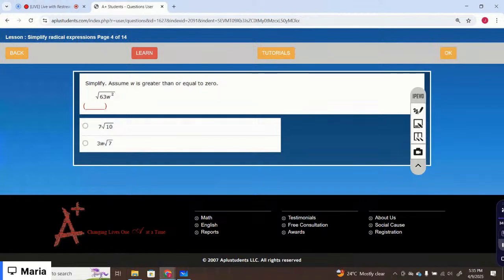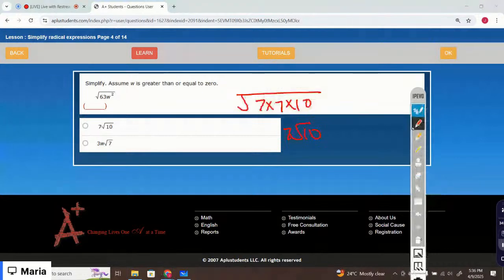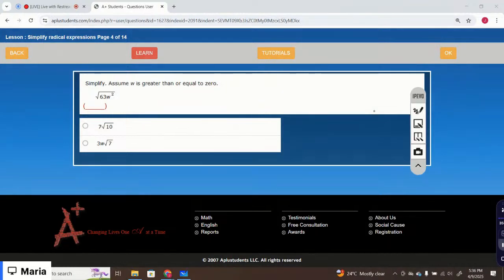Square root of 63. 3 times 3 is 9 and 9 times 7 is 63. So we can take common 3 and square root 7. Option number 2 is the correct option.